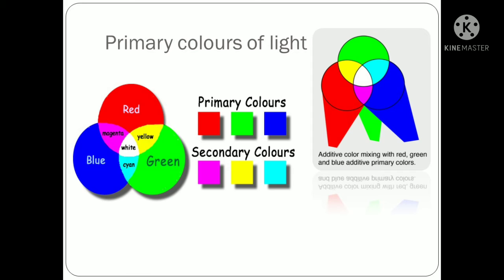Then green and red, when mixed, give the yellow color. And blue and green, when mixed, give the cyan color, CYAN. And when all 3 colors are mixed, it is additive color mixing with red, green, and blue. These are the additive primary colors, and lastly in the middle we will find the white color.